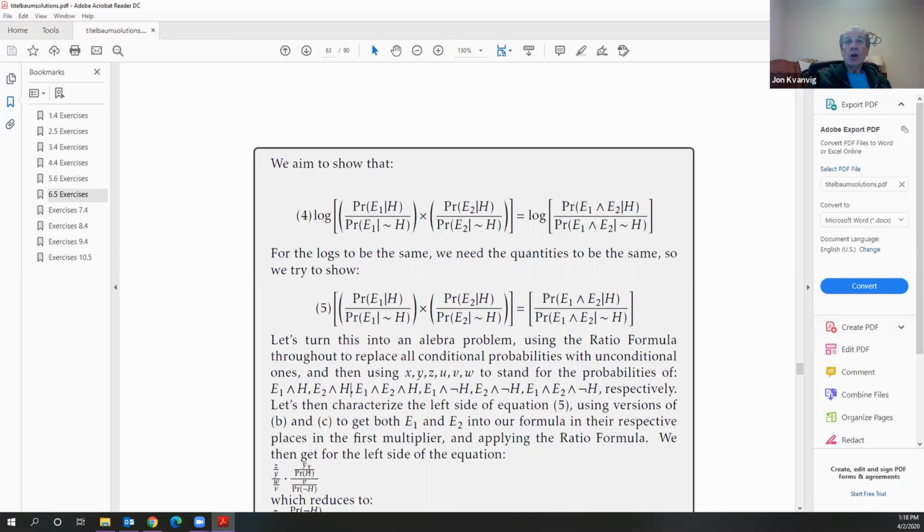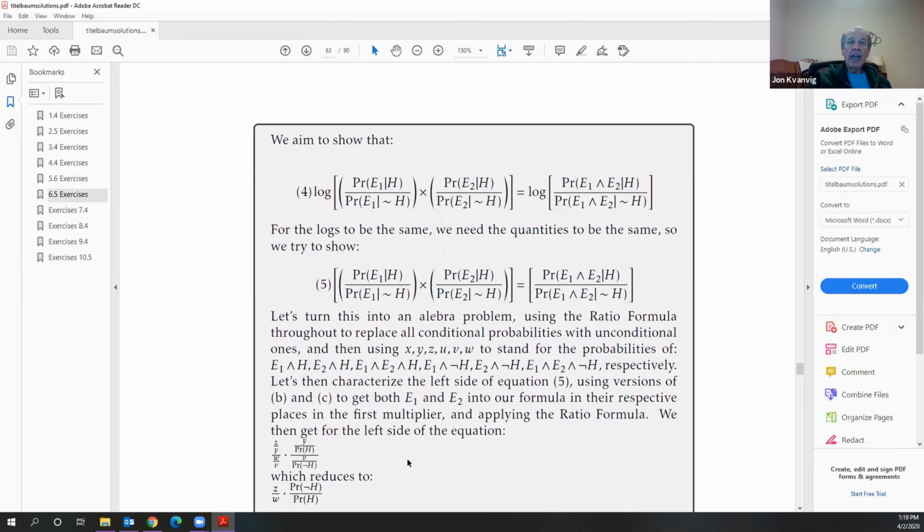And then for the second multiplier, we have Y over the probability of H in the numerator, and V over the probability of not H in the denominator. You can verify for yourself, just do standard algebraic reductions, and you get that this reduces to Z over W times the probability of not H over the probability of H. So that's going to be our left side of 5.